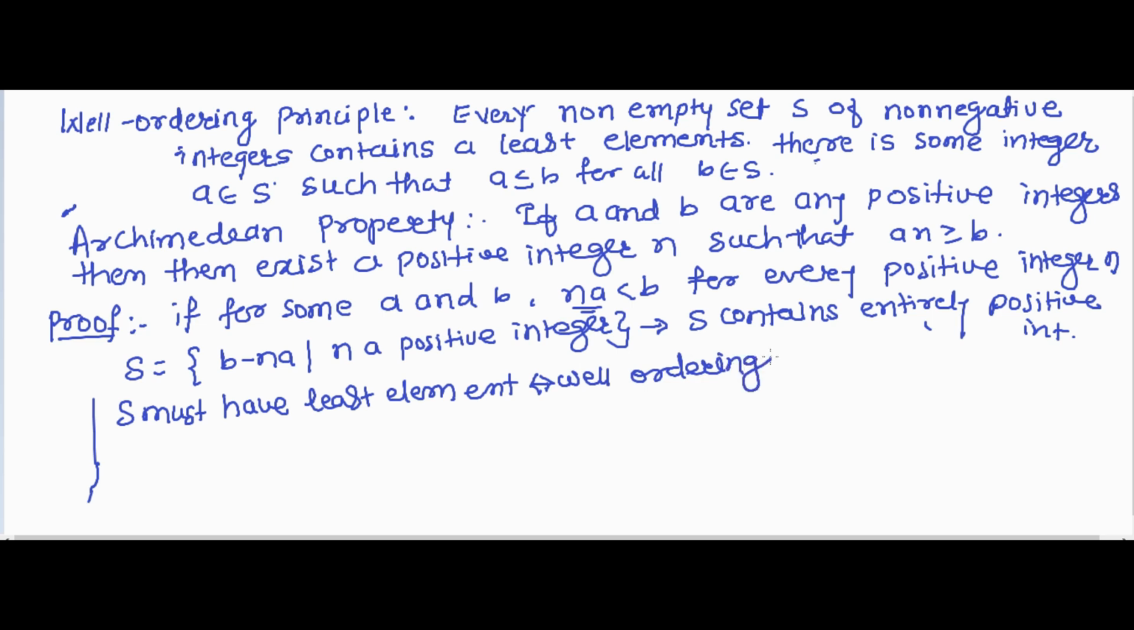Since S is a set of positive integers, we can apply the well ordering principle, and suppose that b minus m a is the least element. Since all the elements of this set are of the type b minus n a, b minus m a is the least. Now look at this: b minus (m plus 1) into a.